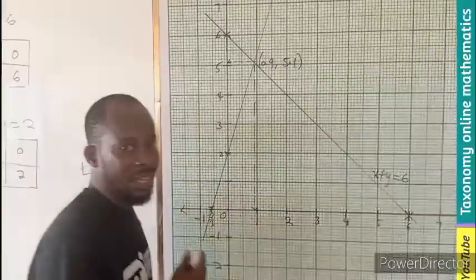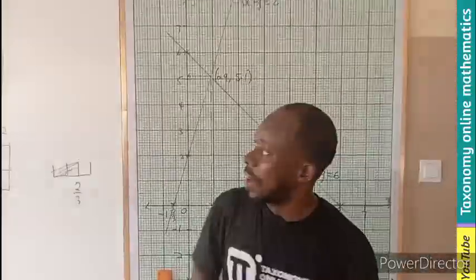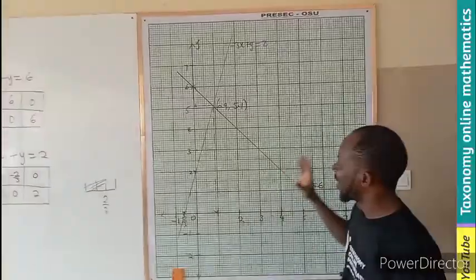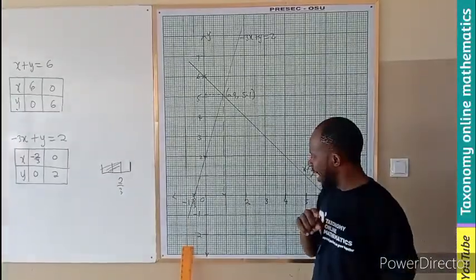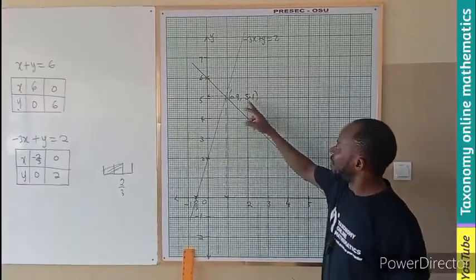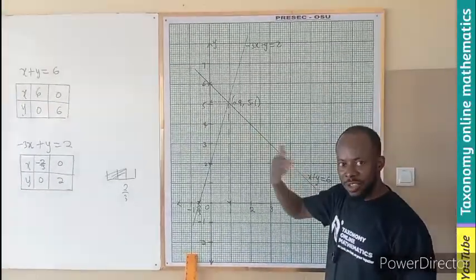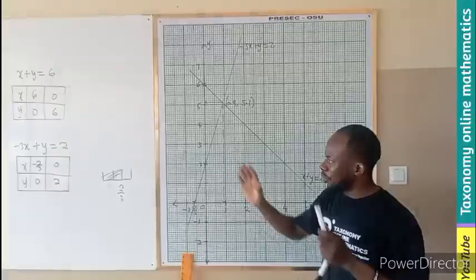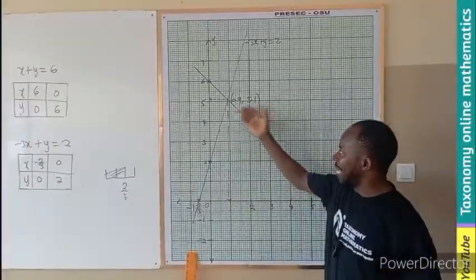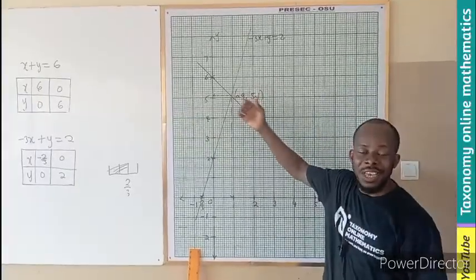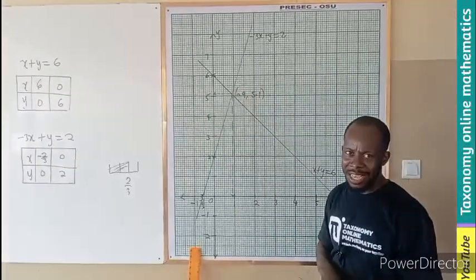Meaning the solution for this simultaneous equation, when solved, will give us 0.9, approximately 1 on the x-axis, then 5.1 to be approximately what? 5. If you solve it using elimination or substitution, you might end up getting something close to this or the same as this. I guess the concept is clear.